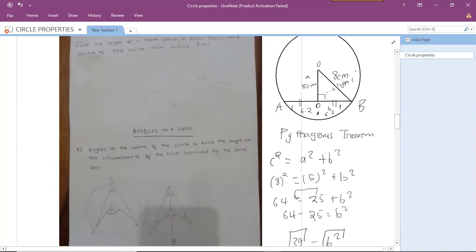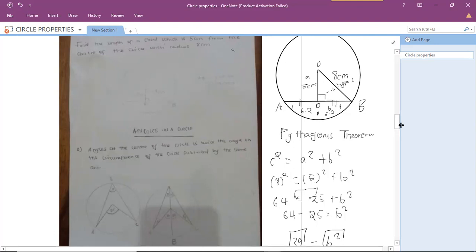So just one circle property, a line from the center of the circle perpendicular to the chord bisects the chord. We've been able to solve this question. If someone didn't study circle properties, they'll be like, what is this topic? Is it Pythagoras theorem? You'd be so confused. So this is how we solve this question here.